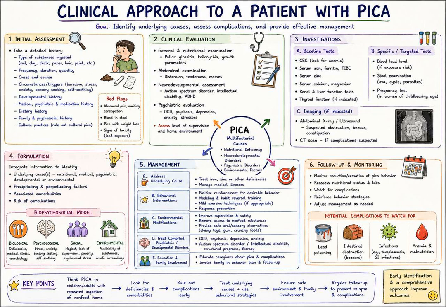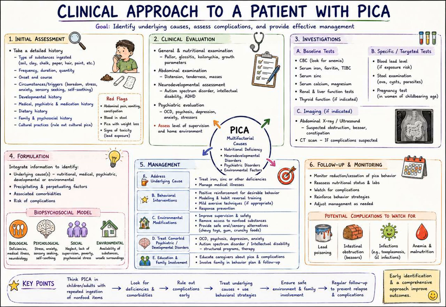Ask exactly what substances are being consumed, such as soil, clay, chalk, paper, hair, paint, or ice. Determine the frequency, duration, and quantity of ingestion, and identify any triggers such as boredom, anxiety, stress, sensory seeking, or self-soothing behaviors. A developmental history is particularly important in children, along with a review of medical illnesses, psychiatric disorders, medications, dietary habits, family history, psychosocial stressors, and cultural practices to distinguish pathological pica from culturally accepted behaviors.